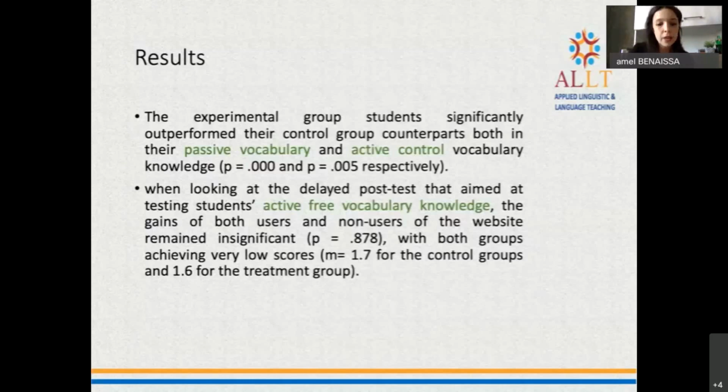improved their controlled vocabulary, but not their active free vocabulary, which means that they were able to understand the meaning of these new words. They were able to use them in some tasks, but they were not really able to use them when writing paragraphs or when having conversations.